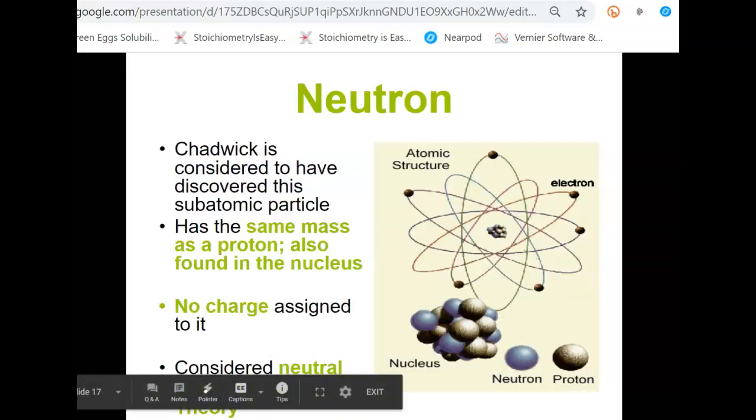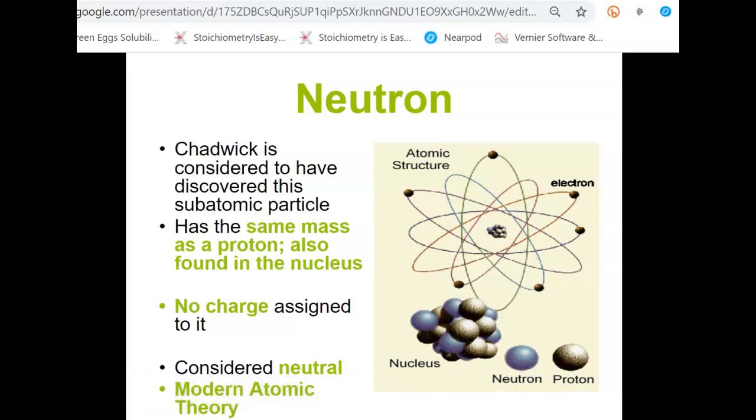Okay, we are on to the neutron. As you know, the neutron is also located in the nucleus. You should add to your notes that a gentleman named Chadwick is given the credit for having discovered this subatomic particle. Okay, he determined that neutrons have the same mass as a proton. You should add this to your notes. Neutrons have the same mass as a proton. They are found in the nucleus. They have no charge, and for that reason, neutrons are neutral. So that should be obvious. Everybody should be going, oh, okay.